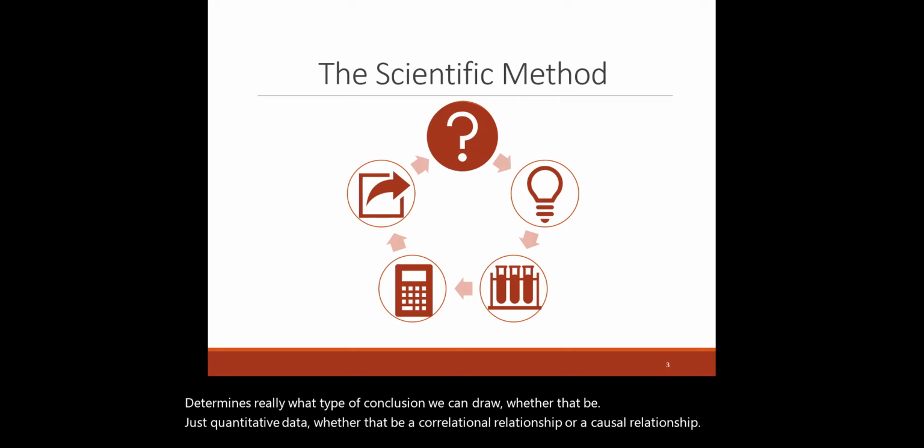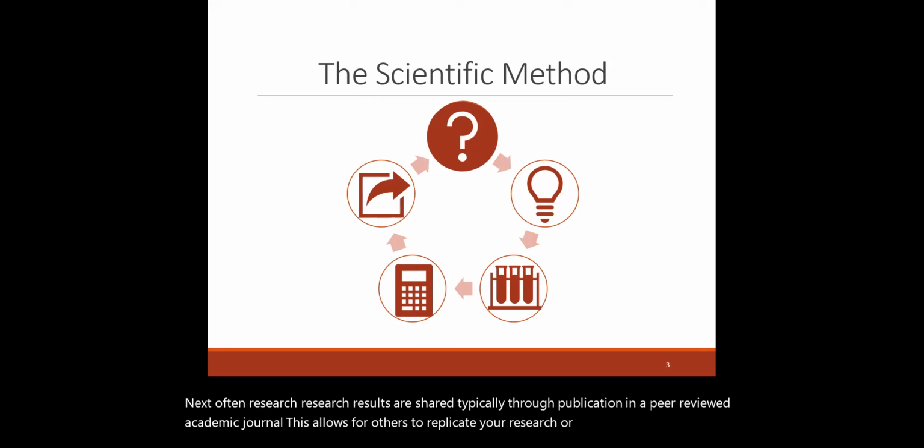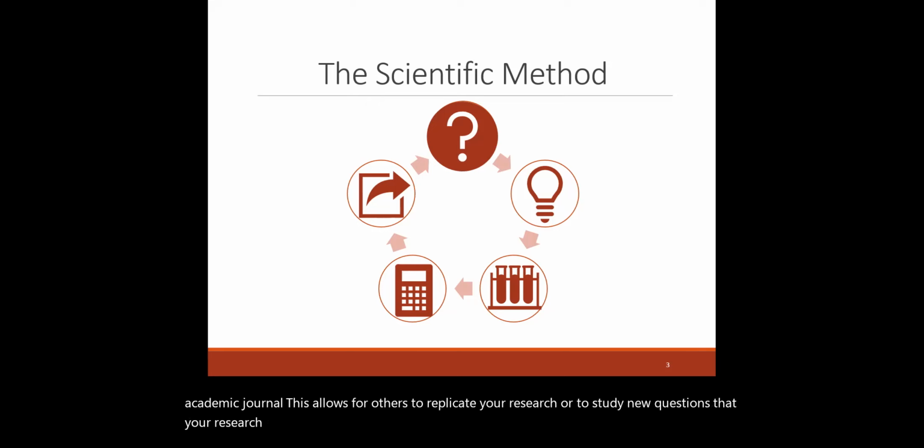Next, often research results are shared, typically through publication in a peer-reviewed academic journal. This allows for others to replicate your research or to study new questions that your research has raised. And that's why the scientific method is circular, right? New questions arise as we go along.